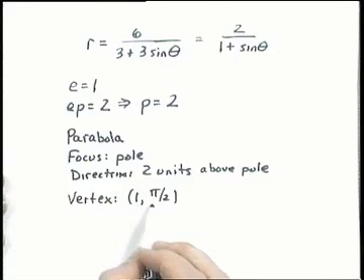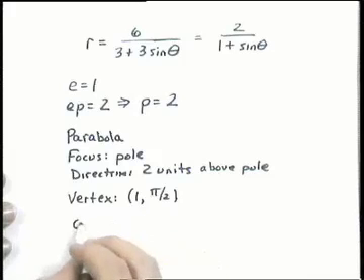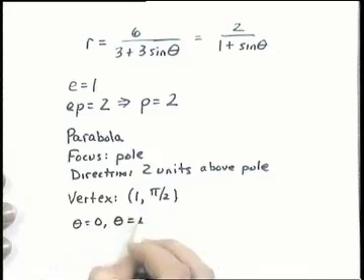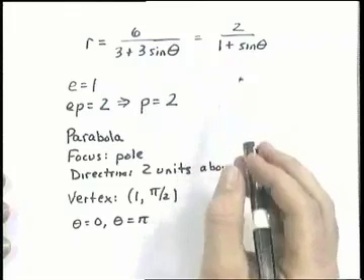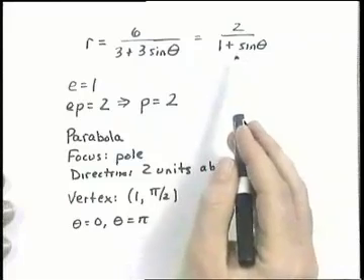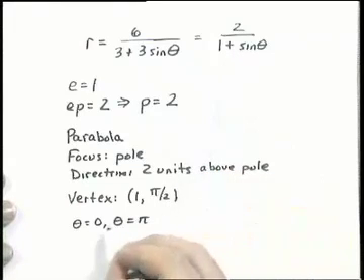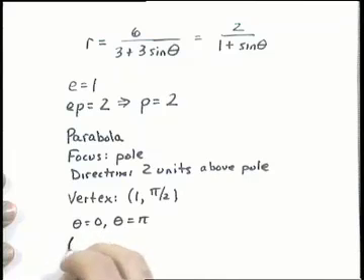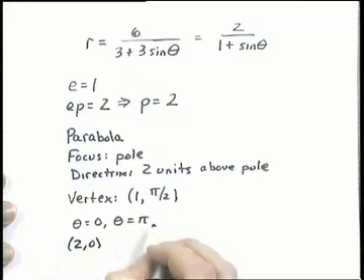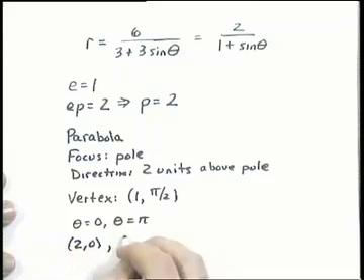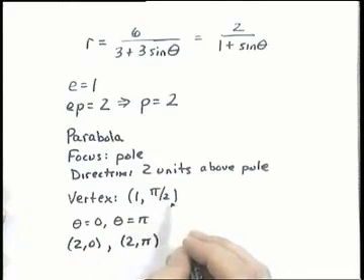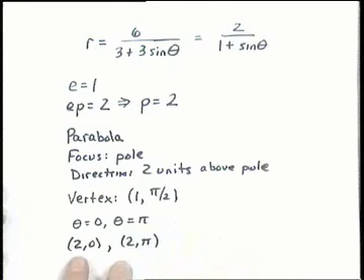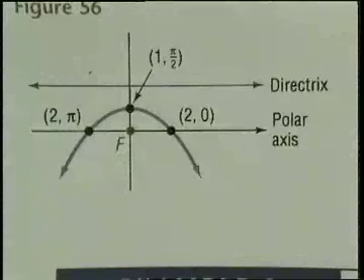So what we're going to do is use this fact, and then if I let theta equal 0 and theta equal pi in this equation, I get 2 points to the left and right of the focus that will allow me to graph the parabola. If I let theta equal 0, I get 2 over 1, or 2 comma 0. If I let theta equal pi, I also get r is 2, so I have 2 comma pi. So I use the fact that the vertex is at 1 comma pi over 2, and the fact that I have points 2 comma 0 and 2 comma pi to draw my parabola, and here's what we obtain.